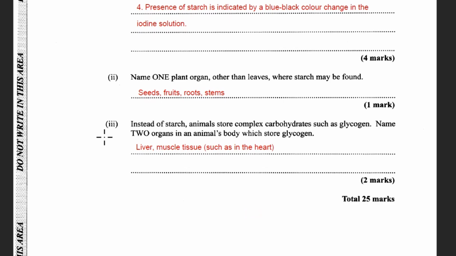And part 3, instead of starch, animals store complex carbohydrates such as glycogen. Name 2 organs in an animal's body which store glycogen. This would be the liver, which stores the majority of glycogen in the body, and any muscle tissue really. So for example, muscle tissue in the heart. I know muscle tissue is not an organ, but basically any organ that contains some kind of muscle tissue would work here. And this is question 1 for 25 marks.